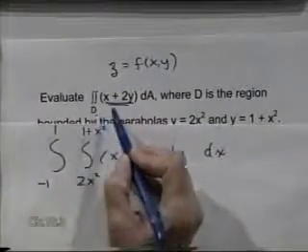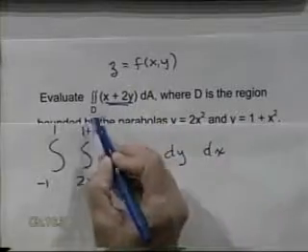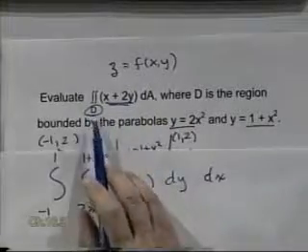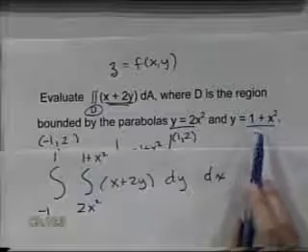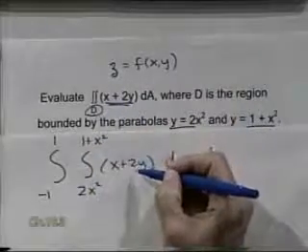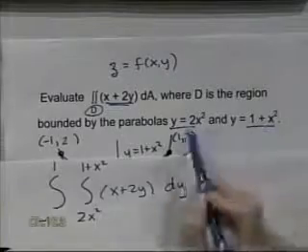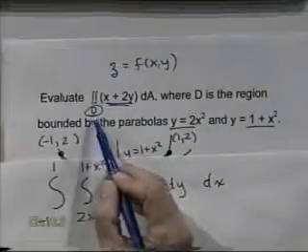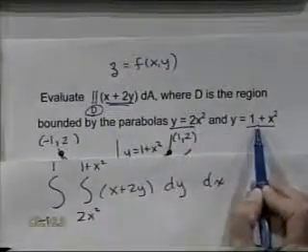But they're saying if you're doing this integration of this function over this region, and this is the region bounded by the parabolas y equals 2x squared and y equals 1 plus x squared, this is given. You have nothing to do about that. You just bring that down. But you're going to look at your region, and D is the region that's determined by these two curves.